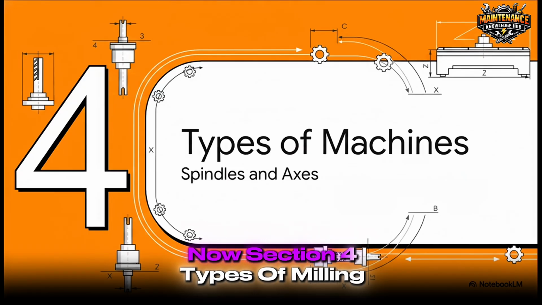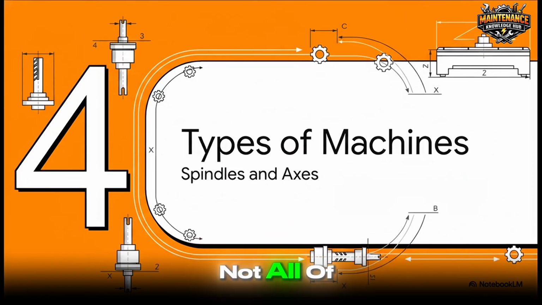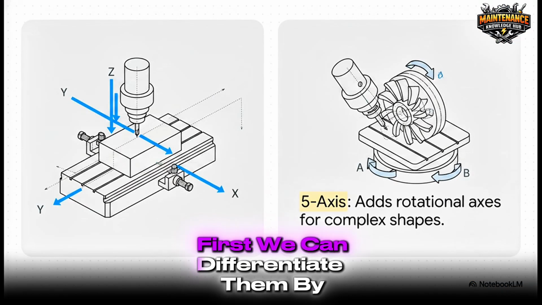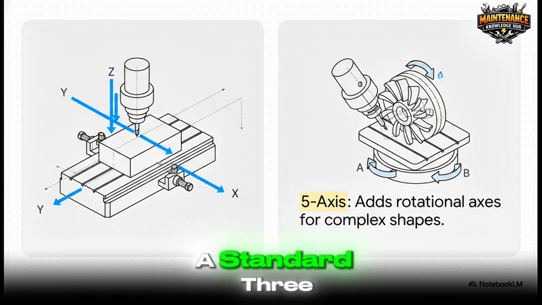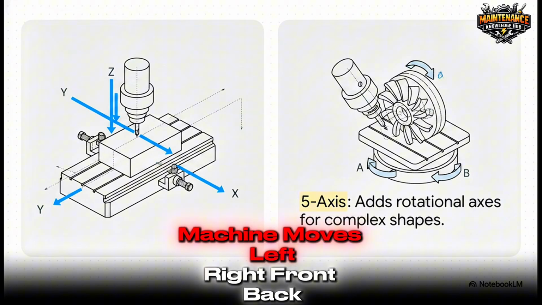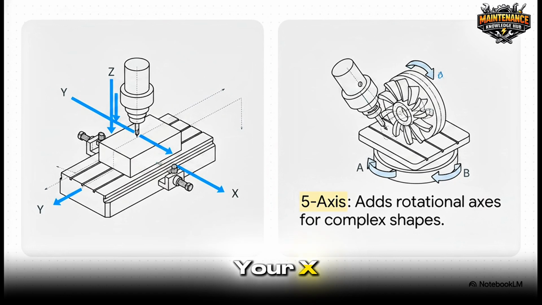Now, Section 4, Types of Milling Machines. Not all of these machines are built exactly the same, so let's look at how they differ based on the job at hand. First, we can differentiate them by their axes. A standard 3-axis machine moves left, right, front, back, and up, down, your X, Y, and Z. It handles standard shapes beautifully.